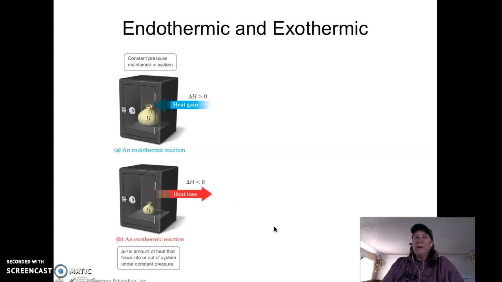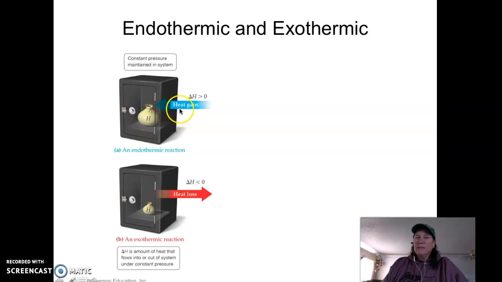So when we're talking about endothermic and exothermic, we talked about those before. Endothermic means the system, now this is the system. And again, remember, some people think the whole inside of the safe is the system. It's not. This right here, just the reaction itself, is the system. All the rest of it is surroundings. So we've got surroundings here and surroundings here.